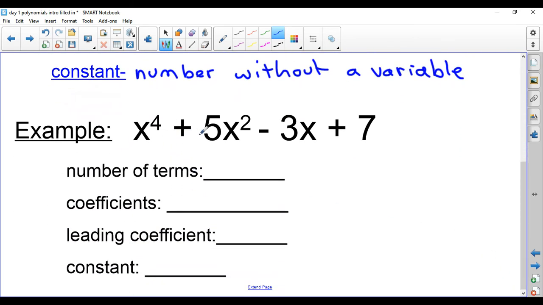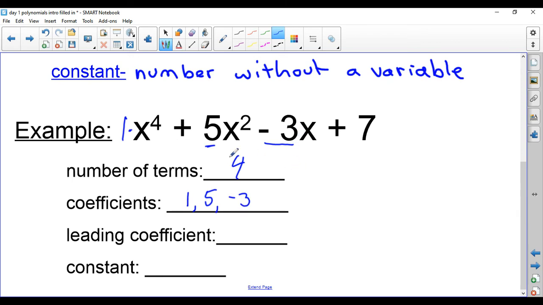Here I have x to the 4th plus 5x squared minus 3x plus 7. There are 1, 2, 3, 4 terms. The coefficients are all the numbers multiplying the variables. Now this x to the 4th doesn't have a number written in front of it, but we need to remember that whenever you don't have a number in front of a variable, I have 1 of the x to the 4th. So I would include 1 in my list of coefficients. The x squared has a coefficient of 5. And this x, again, the minus that's before it goes with that term. So I'm going to say the coefficient is negative 3.